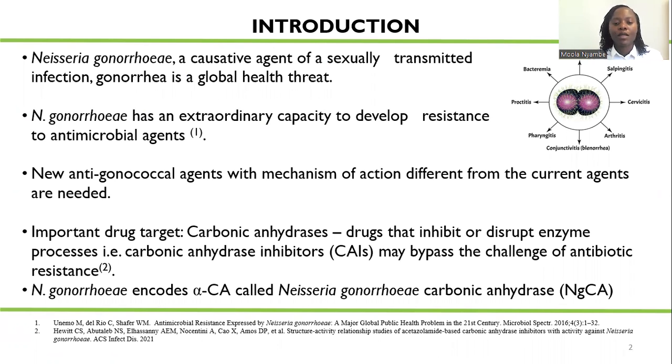And since carbonic anhydrase has been shown to be an important drug target, finding compounds that inhibit or disrupt enzyme processes can help to bypass the challenge of antibiotic resistance. Gonorrhea has an alpha-type carbonic anhydrase called Neisseria gonorrhea carbonic anhydrase, which I'll be referring to as NGCA from now.